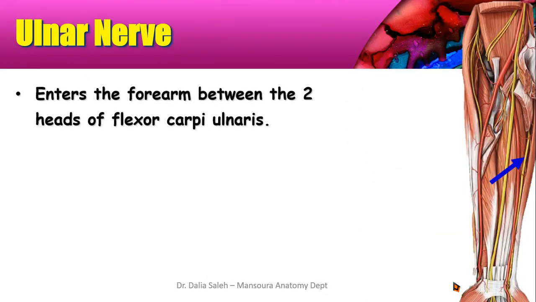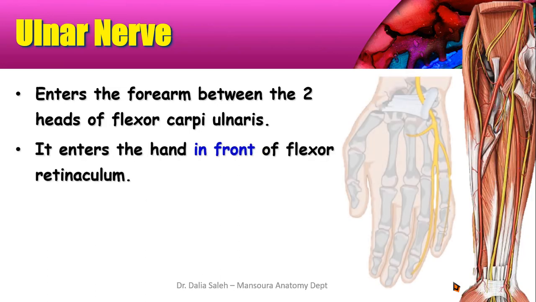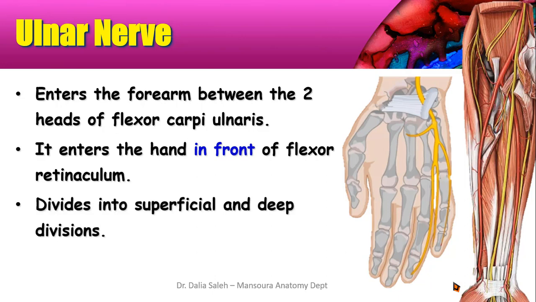Then it enters the forearm between the two heads of the flexor carpi ulnaris, and then gets into the hand in front of the flexor retinaculum. It lies superficial to the flexor retinaculum, but only covered by a fascial sling from it. After entering the hand, it divides into superficial and deep divisions.